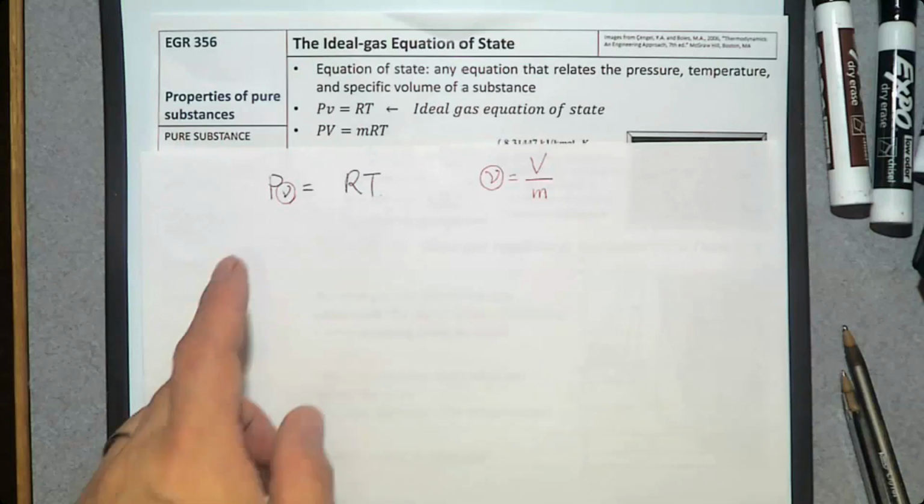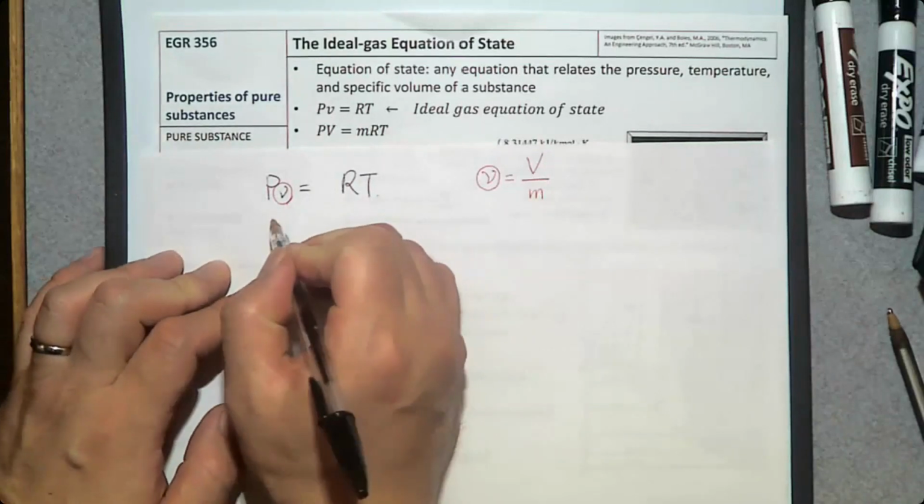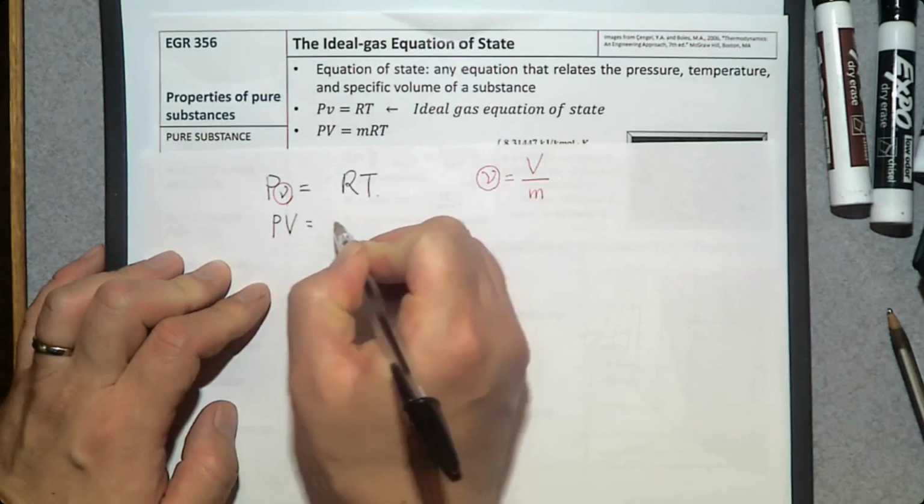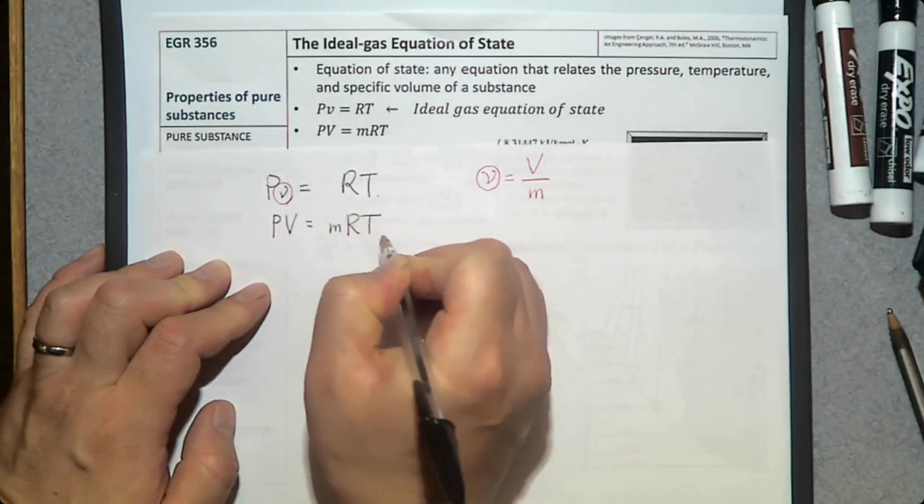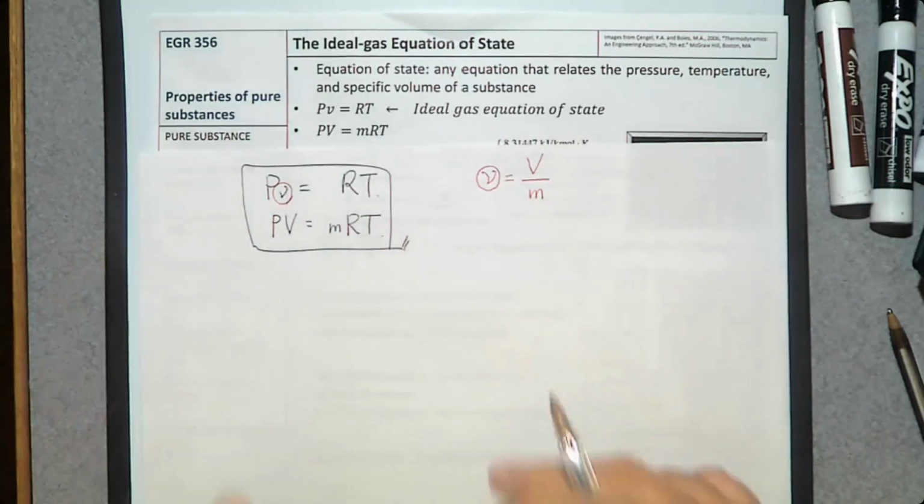So we can also rewrite this Pv = RT as PV = mRT. So that means as long as we know this gas constant R, if you know pressure and temperature, you can determine its specific volume. If you know specific volume and temperature, you can determine pressure. So you don't have to go through a number of tables. You can use this equation to determine the unknown property. Okay.